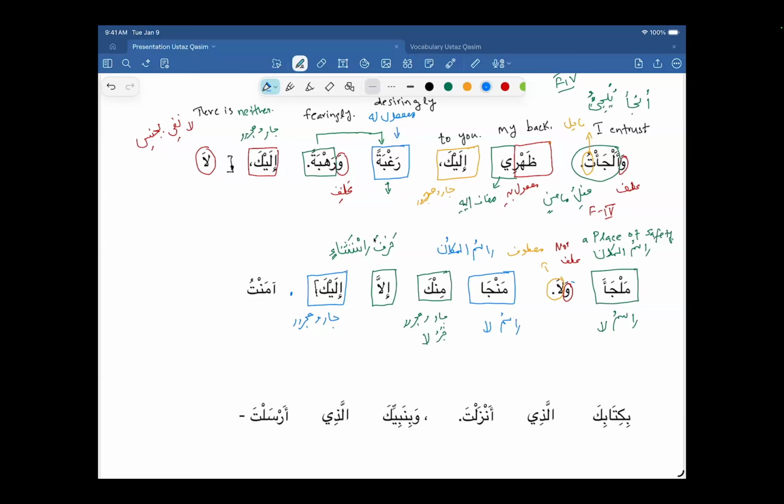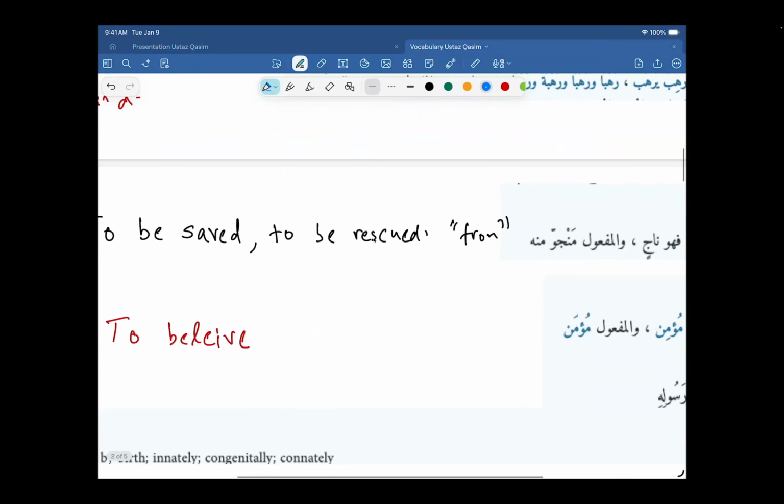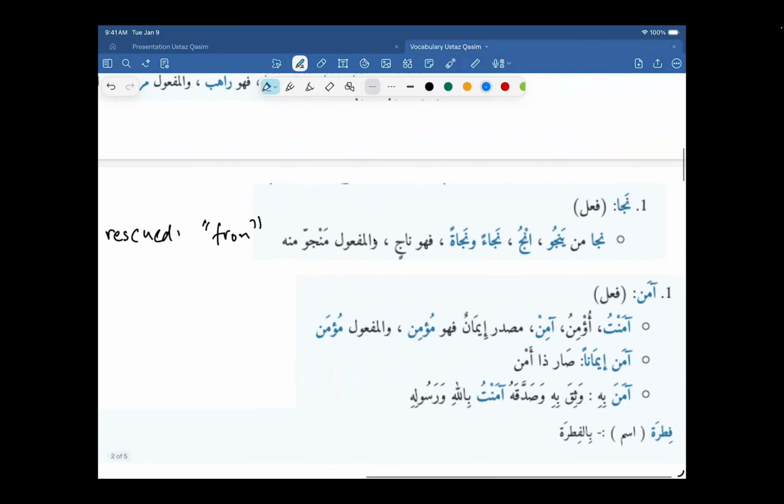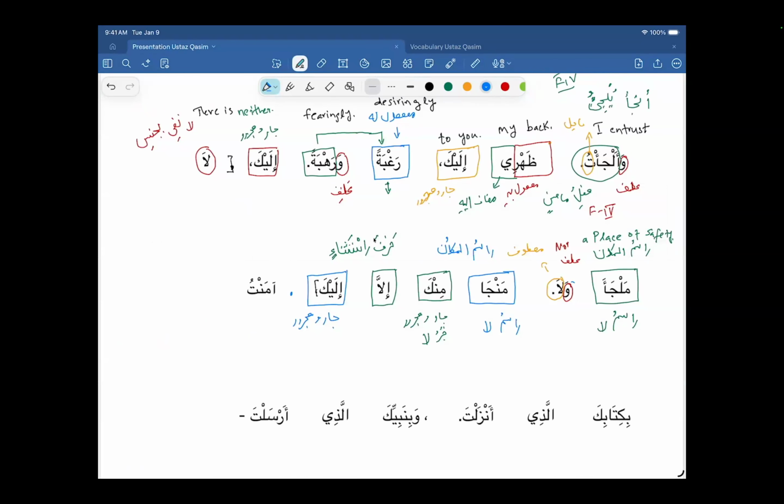So what did I say now? There is neither a place of safety nor a place of rescue. Neither, nor. What's the word I was looking for? Refuge. It's the same meaning. So there is neither a place of safety, nor a place of refuge, except. Illa means except, a harfu istisna, exception. Except ilaika, with you, or to you.